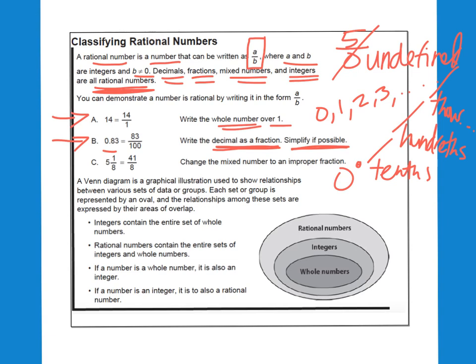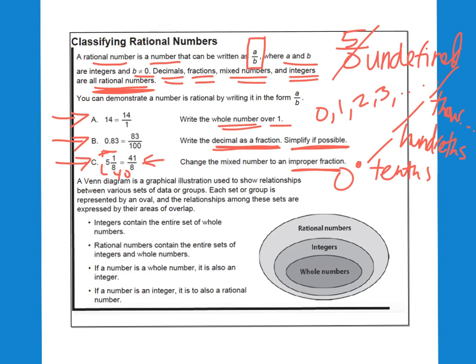Now in C, we have what's called a mixed number. We can change a mixed number to an improper fraction, and to remind us how we get 41/8, we're going to do 8 times 5, which is 40, and add the 1. So 41/8 is the fraction. And we'll also be doing that in this module when we're multiplying and dividing with mixed numbers.